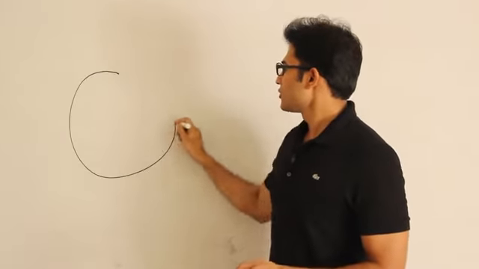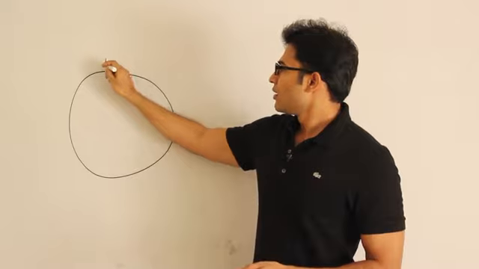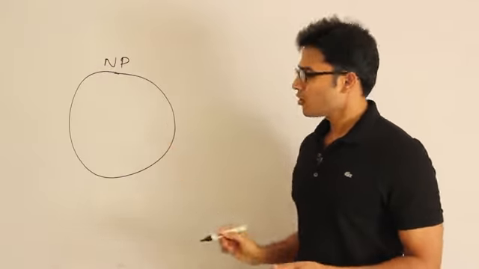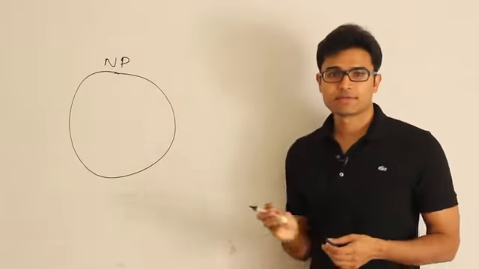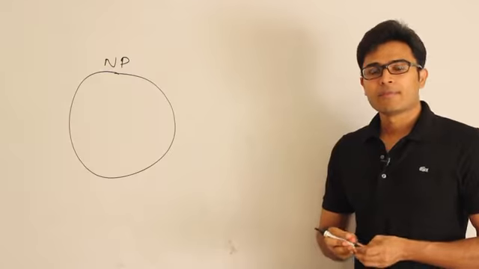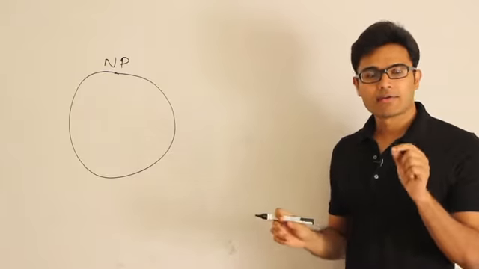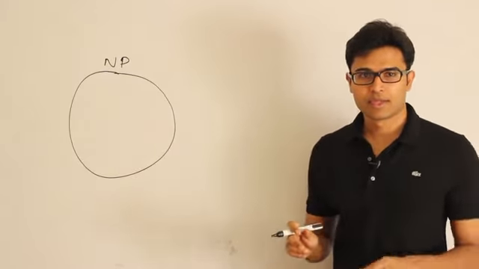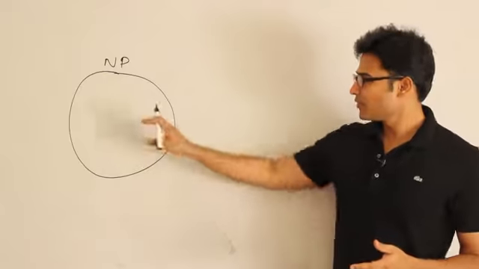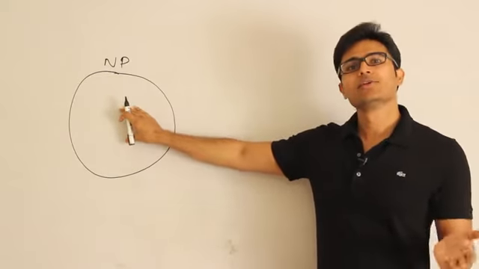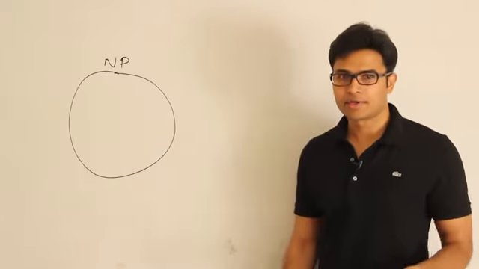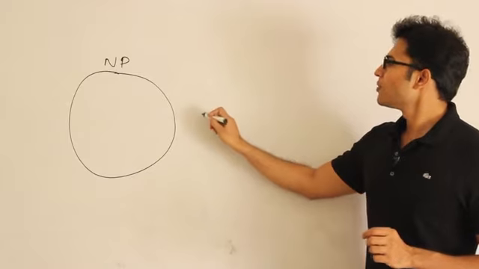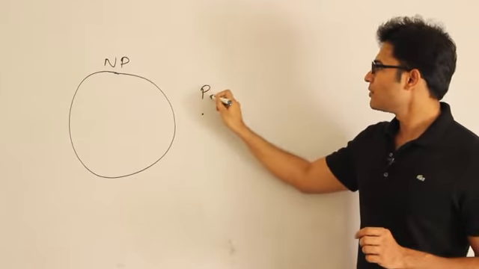We have this set of all problems which could be verified in polynomial time. So this set even contains P algorithms, right? Now what I'll do is I'll try to find one problem to which every problem in NP could be reduced in polynomial time. Let us say I have a problem P, some problem P1, okay?